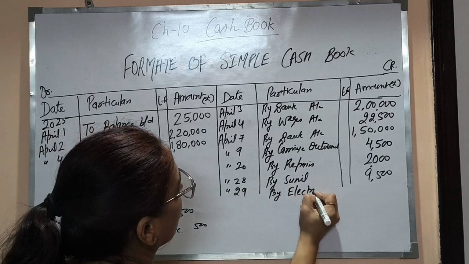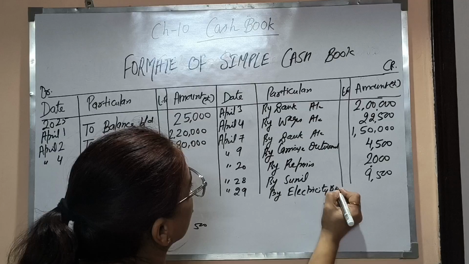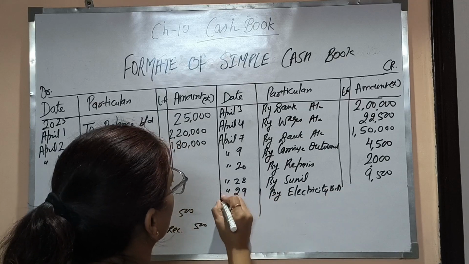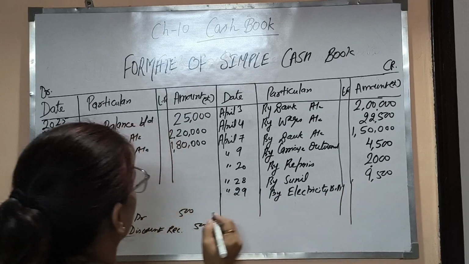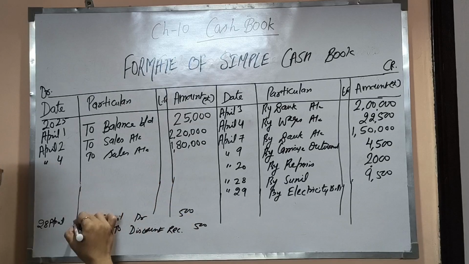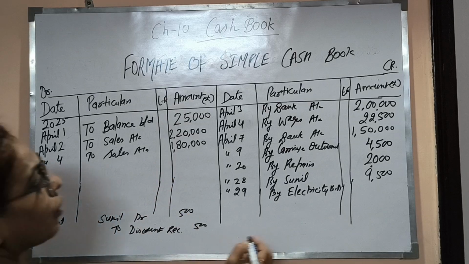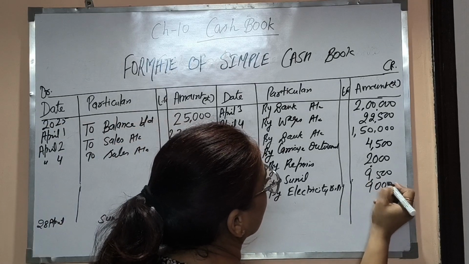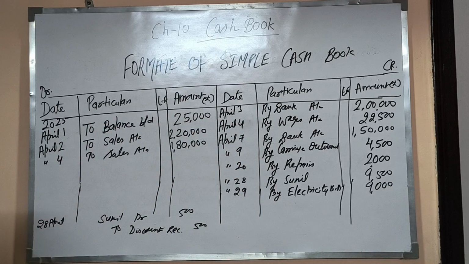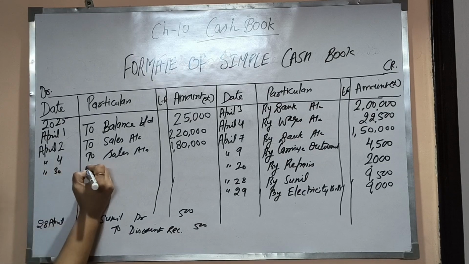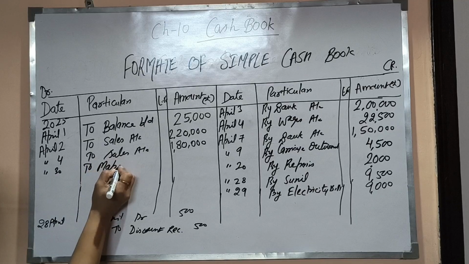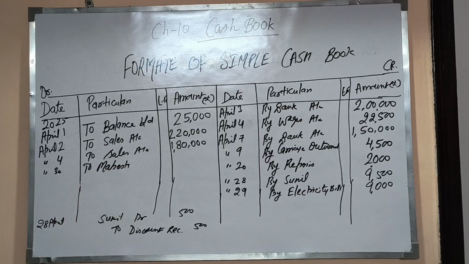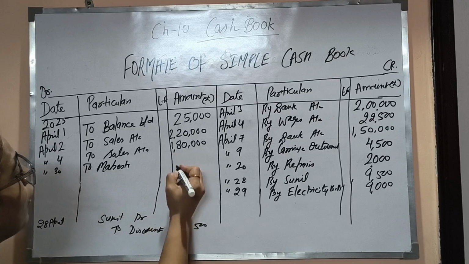Next one is paid electricity bill in cash, by electricity bill. Amount is 9,000. And the last one is cash collected from Mahesh, a debtor, 45,000 after allowing discount. Date is 30th, to Mahesh. That is 45,000.